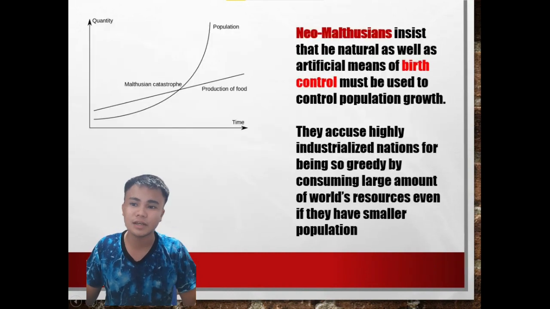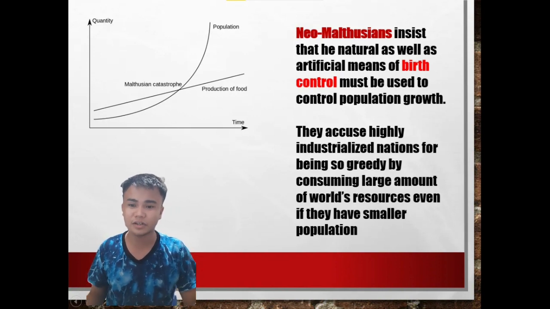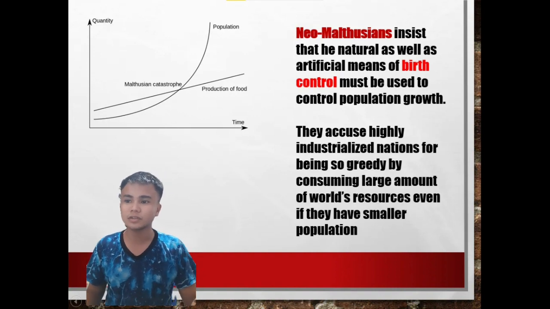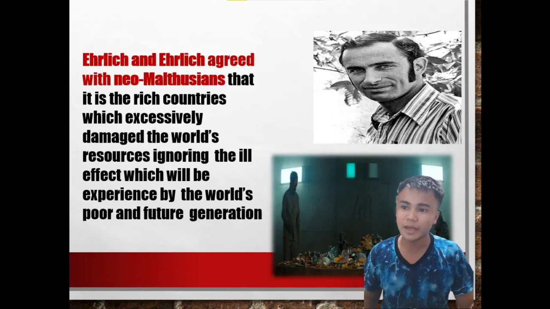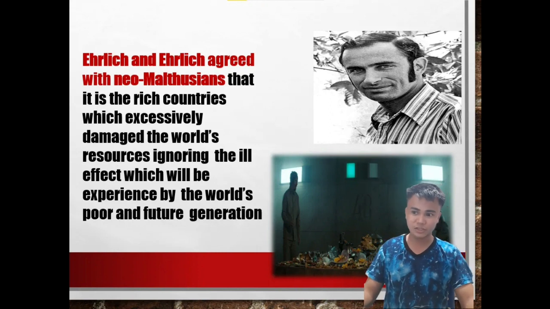And Malthusians insist that natural as well as artificial means of birth control must be used to control population. They accuse highly industrialized nations of being so greedy by consuming a large amount of the world's resources, even if they have a smaller population. You can see that in other countries. So Ehrlich agreed with Neo-Malthusians that it is the rich countries which excessively damage the world's resources, ignoring the ill effects which will be experienced by the world's poor and future generations.